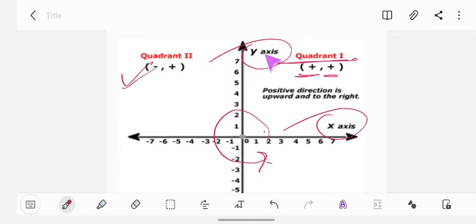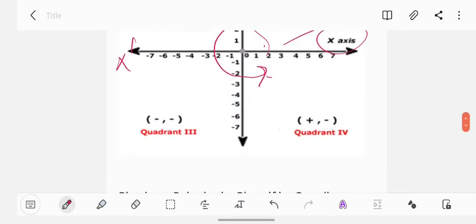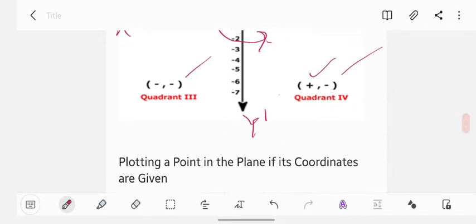Talking about the second quadrant, it is enclosed by the negative x-axis, which is x dash, and the positive y-axis. So x is taken negative and y is taken positive. For the third quadrant, it is enclosed by the negative x and negative y. So we have minus and minus. Going to the fourth one, we have it enclosed by positive x and negative y. So plus and minus, right?